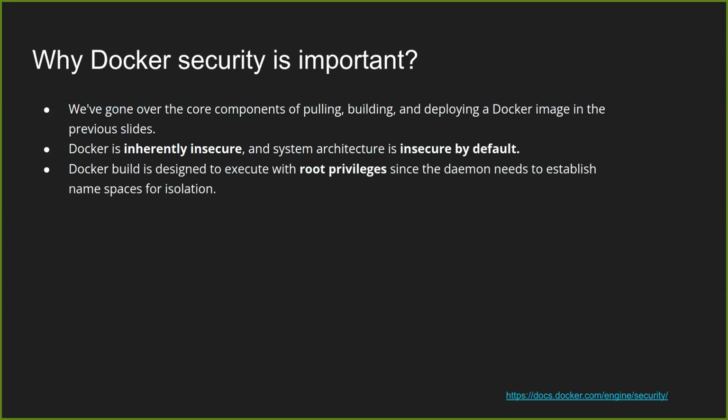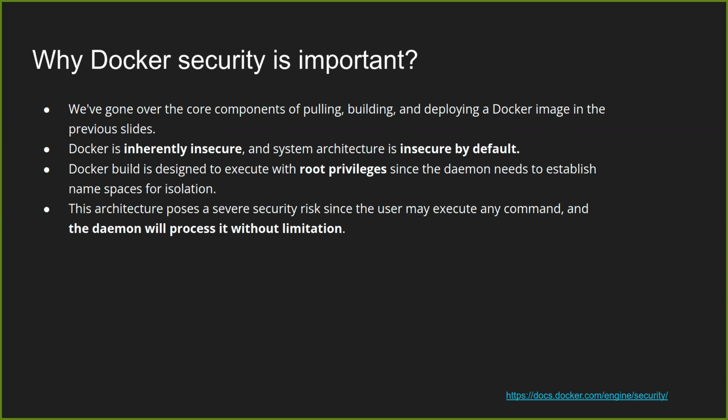The other thing is Docker build is designed to execute with root privileges. So you might experience when you're starting off with Docker, in most cases, after you install, if you want to run a Docker image, you would predominantly run it with sudo rights. You would say sudo docker build or docker pull. So it runs with sudo privileges by default, and the daemon needs that to establish the namespace isolation.